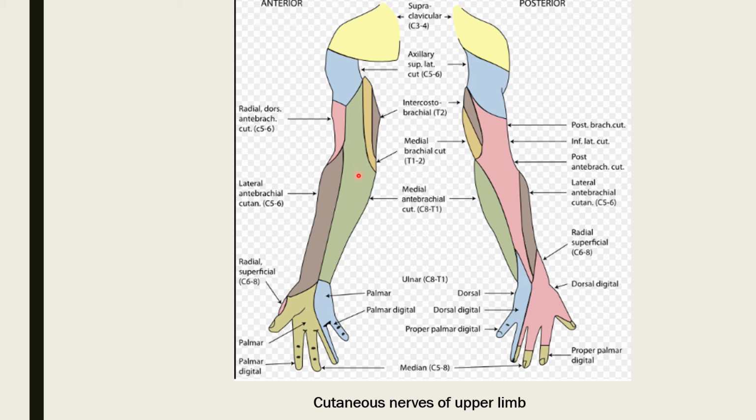Then you can see here the medial antebrachial. It supplies the medial aspect of the forearm. On this side you can see the posterior antebrachial, supplying the posterior part of the forearm. Here you can see the inferior lateral cutaneous. This is the posterior brachial cutaneous supplying the posterior part of the upper arm. And this color shows the medial brachial cutaneous nerve supply area.